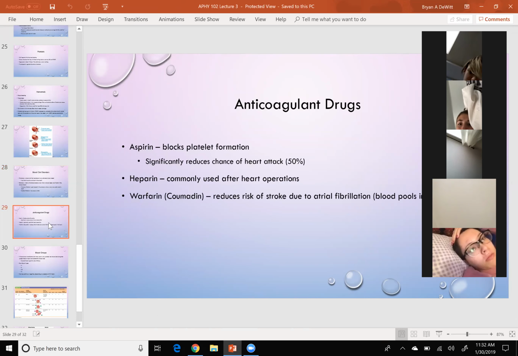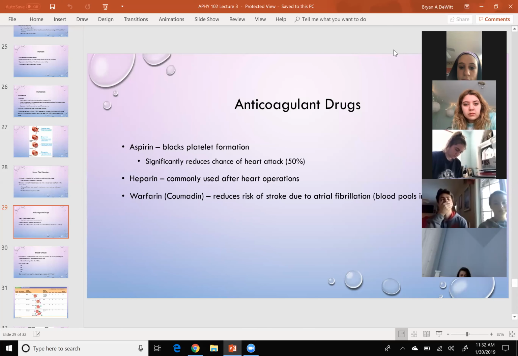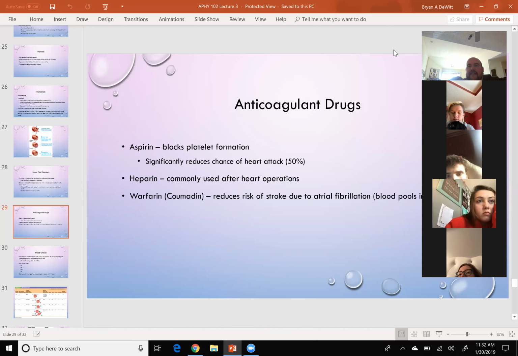So what you can do is take some anticoagulant drugs to prevent your blood from clotting. That's what aspirin, heparin, and warfarin do. One note, though, this is kind of important in case you're ever in this situation. Have you all ever heard the advice that someone who's having a heart attack should take an aspirin? That is good advice, because what aspirin is going to do is block platelet formation. So basically, if someone thinks that they're having a heart attack, they'll take an aspirin and it will make the blood a little bit slippery so it won't clot.